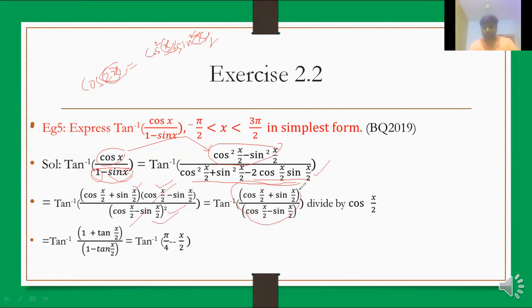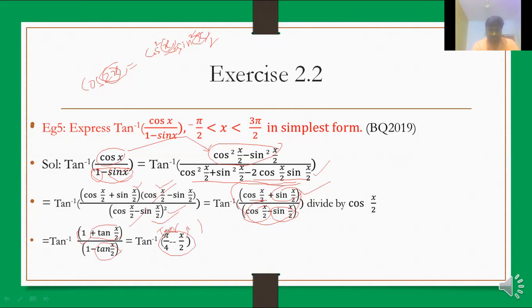Now here, whenever we have a function like this, definitely we have to divide every term by cos x by 2. So here, dividing by cos x by 2, 1 cancels. So sin x by 2 by cos x by 2 is tan x by 2. Here cos x by 2 by cos x by 2 is 1. Sin x by 2 by cos x by 2 is tan x by 2. Clear? Now what is the formula for 1 plus tan x by 2 by 1 minus tan x by 2? Tan of 45 plus x by 2, from tan a plus b. So tan inverse of, actually we should write tan here. So tan of this value.